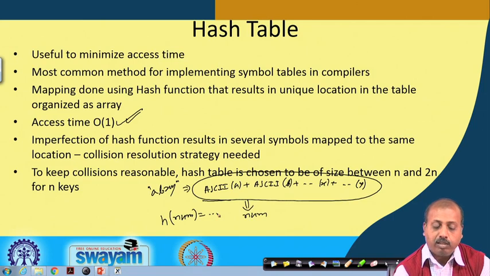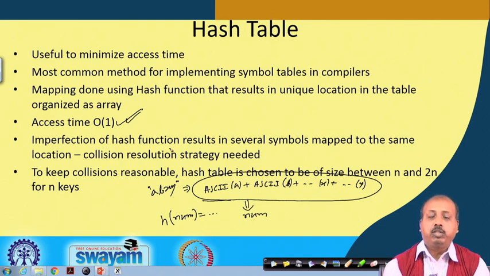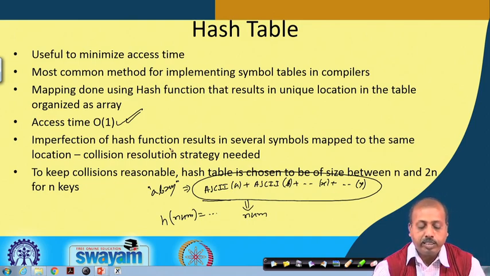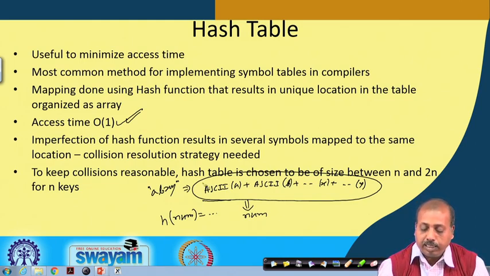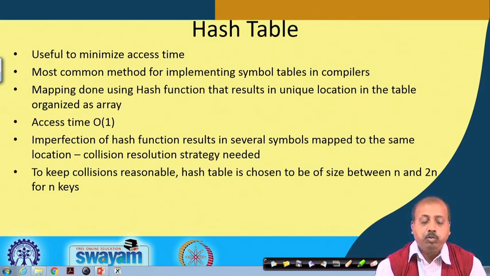Now, imperfection of the hash function results in several symbols being mapped to the same location. We discussed this in the last class. Depending upon the hash function, several keys may be mapped onto the same location. That is called a collision, and we have to have some collision resolution strategy. It has been seen that to keep the collisions reasonable, the hash table is chosen to be of size between n and 2n for n keys. So we keep twice the number of keys that we are going to store.